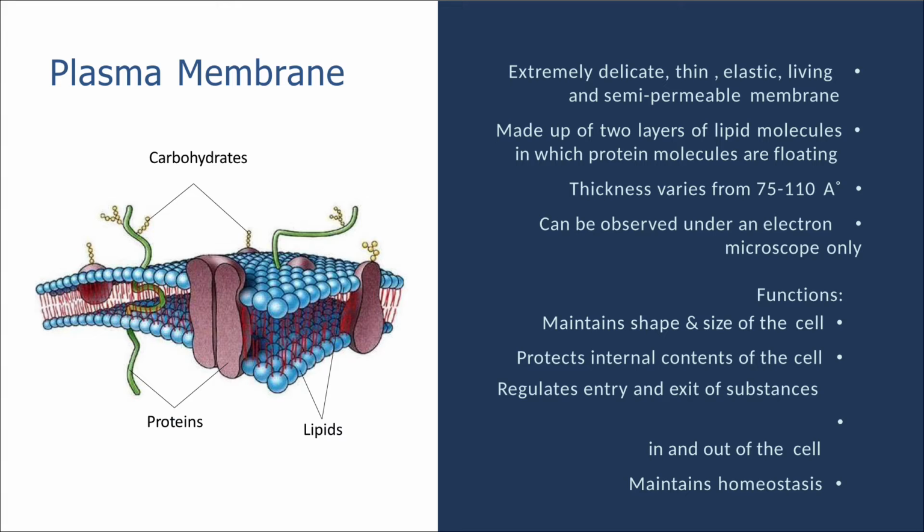Now, what is plasma membrane? Plasma membrane is extremely delicate, thin, elastic, living, and semi-permeable membrane. It is made up of two layers of lipid molecules in which protein molecules are floating. Thickness varies from 75 to 110. It can be observed under an electron microscope only.